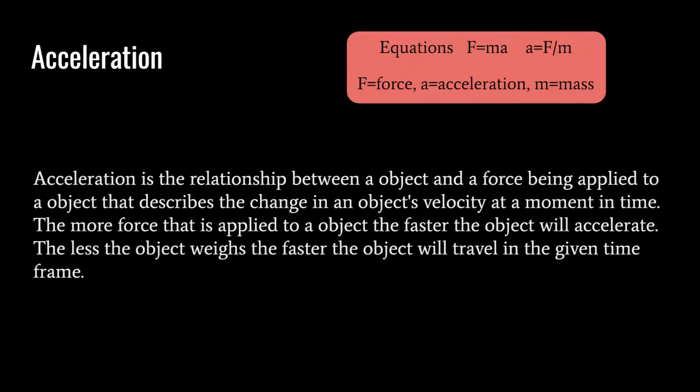Acceleration. So we have two equations for acceleration up there. Force equals mass times acceleration, and acceleration is equal to force over the mass. Acceleration is a relationship between an object and a force being applied to it that describes the change in an object's velocity at a moment in time. The more force that is applied to an object, the faster the object will accelerate. The less the object weighs, the faster the object will travel in a given time frame.